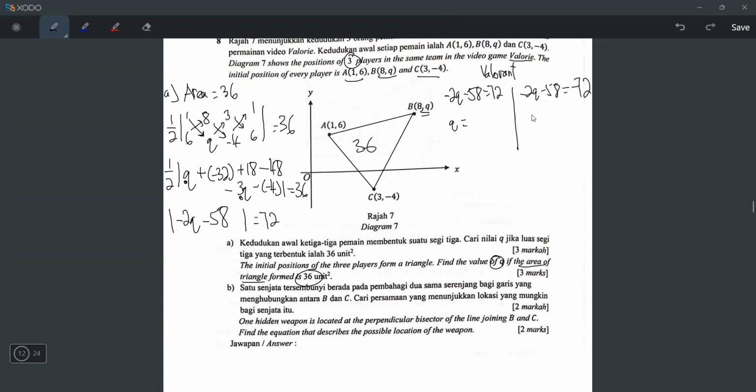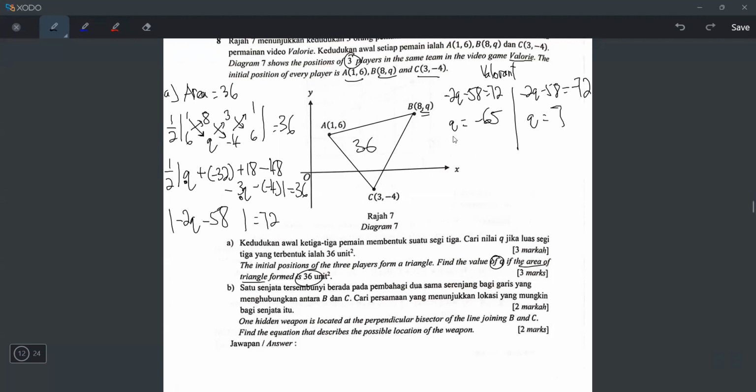So now I can find Q, now I can find Q. But let's find this first. So I will press 72 plus 58 and then divide negative 2, negative 65. Let's do again. Negative 72 plus 58, but then divide negative 2, so 7.